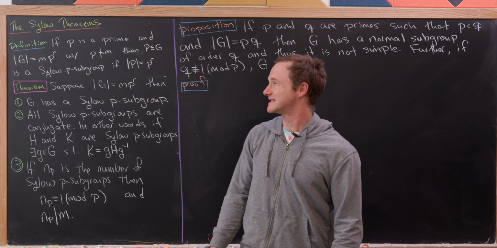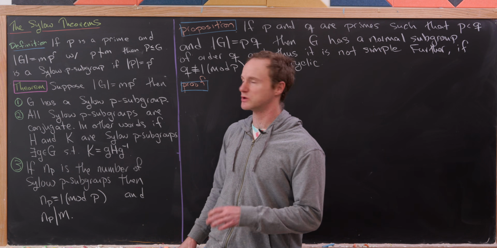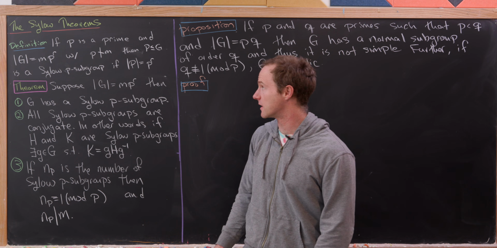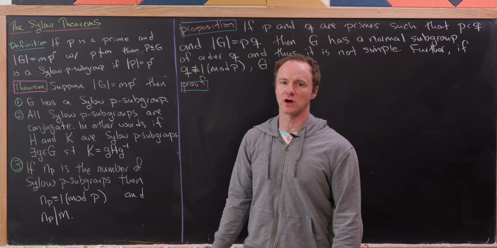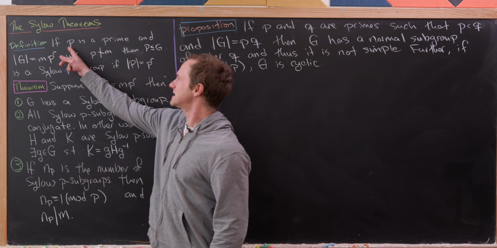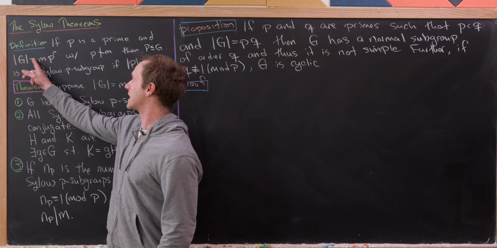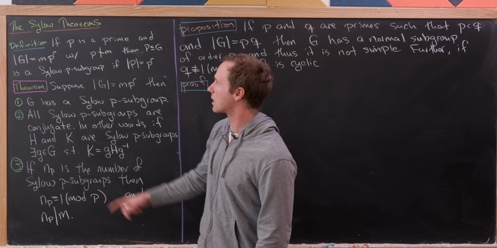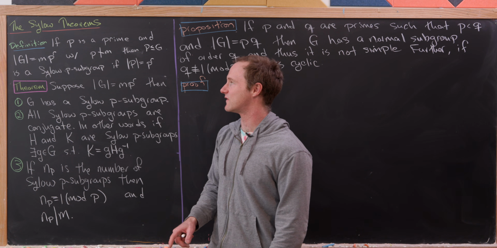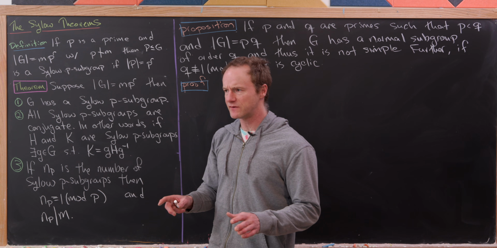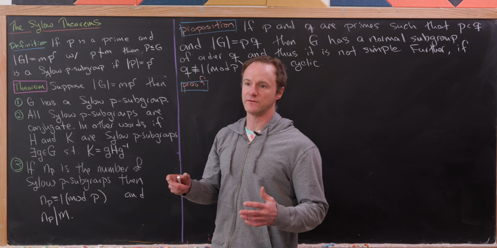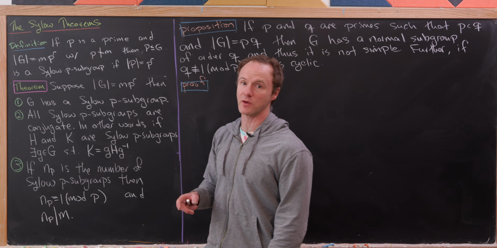Today I want to look at some nice applications of the Sylow theorems, which we covered in a previous video. So let's recall what those are first. Let's say that p is a prime number and we have a group of order m times p to the r where p does not divide m. So it's like we've factored out all of the possible p's from the order of the group.